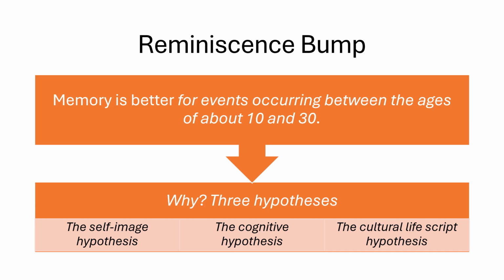Okay, so basically, there are three hypotheses that attempt to explain the reminiscence bump, or why memory is better for events occurring between the ages of about 10 and 30, or 15 and 30, depending on who you ask. It depends sort of on when that maturation process associated with puberty begins, right? So there are three hypotheses, and we'll start with the first one, which is the self-image hypothesis.